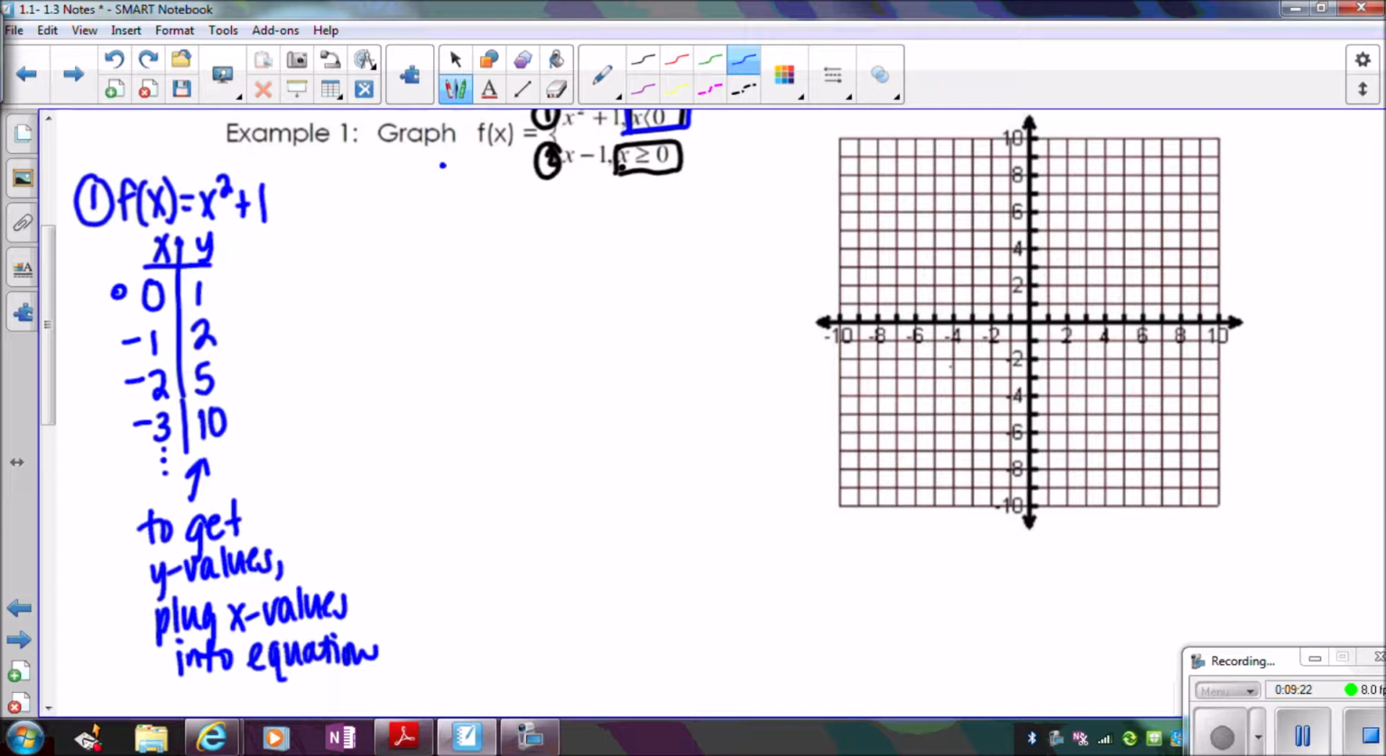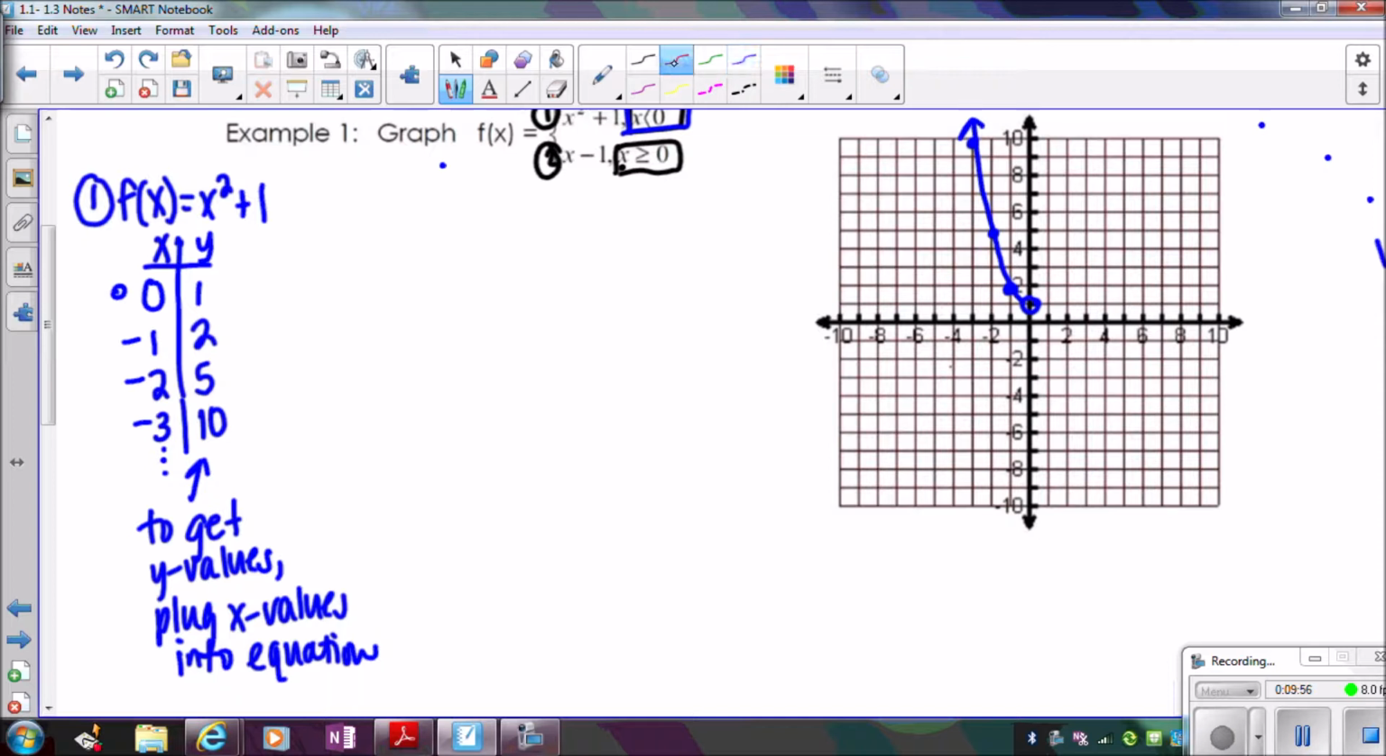So now that we have all of this, we can graph it. Remember, I put that little open circle there to remind me that when I actually go to plot this, 0, 1, I'm going to have an open circle because I don't want to include x equals 0. It's x is less than 0. -1, 2 is going to be a filled in circle though, because that's included. -2, 5, -3, 10, all included. So now I'm going to go ahead and connect those. And I'm only connecting to the left because only the values less than 0 are included for this. So there's the blue one.